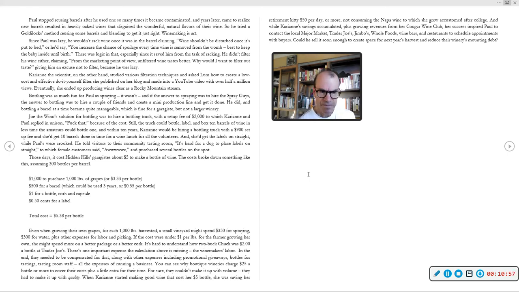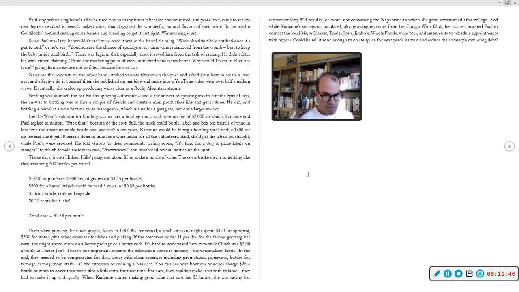Those days, it cost Hidden Hills Garage East about $5 to make a bottle of wine. The cost broke down something like this, assuming 300 bottles per barrel. $1,000 to purchase 1,000 pounds of grapes, or $3.33 per bottle. $500 for a barrel, which could be used 3 years, or 55 cents per bottle. $1 for a bottle, cork, and capsule. 50 cents for a label. Total cost? $5.38 per bottle.